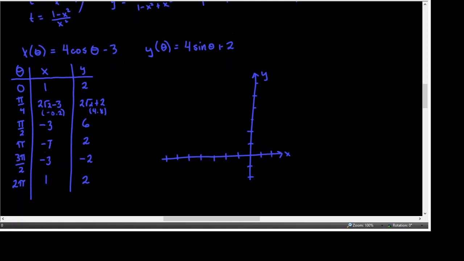1, 2 is the first point. I almost said buckle my shoe. You can tell I have grandchildren, can't you?